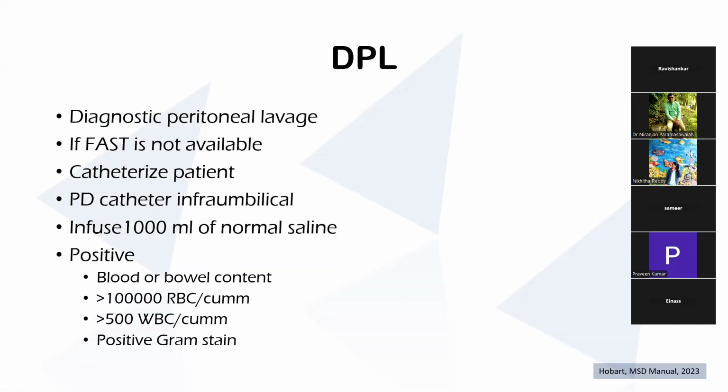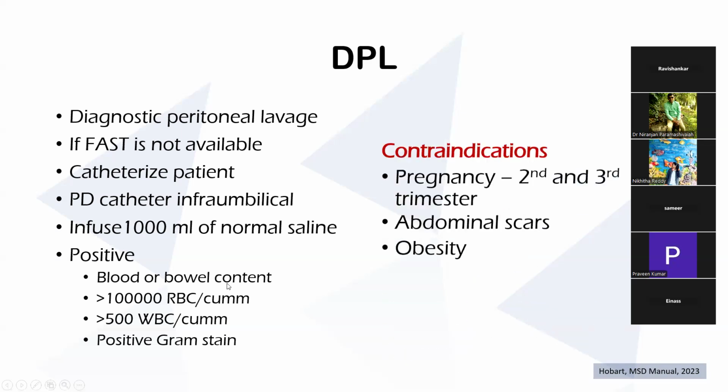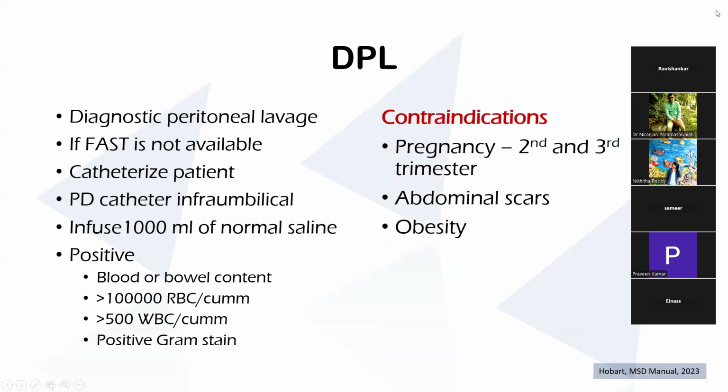then you aspirate again. And you may not be able to see things very clearly macroscopically. But if you have a large RBC count or a WBC count, or you get organisms on gram stain, then you know that it's a positive DPL, and then you need to look at what you need to do further.